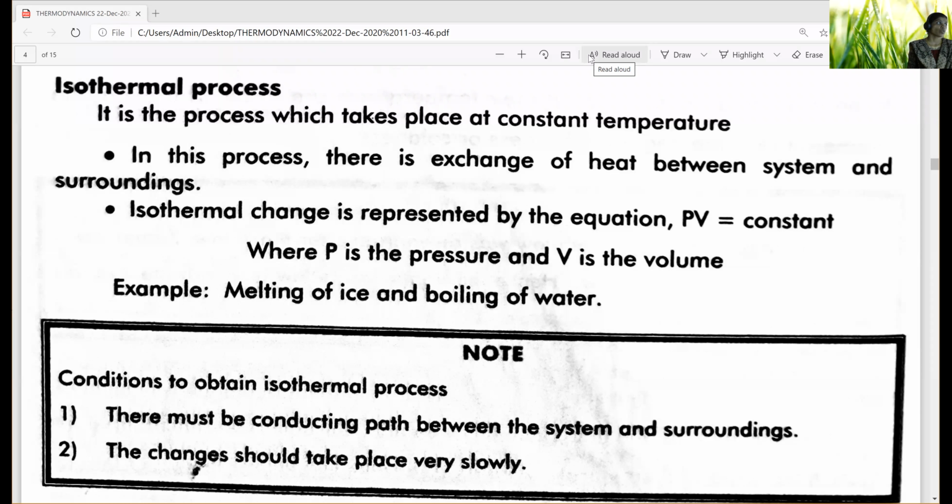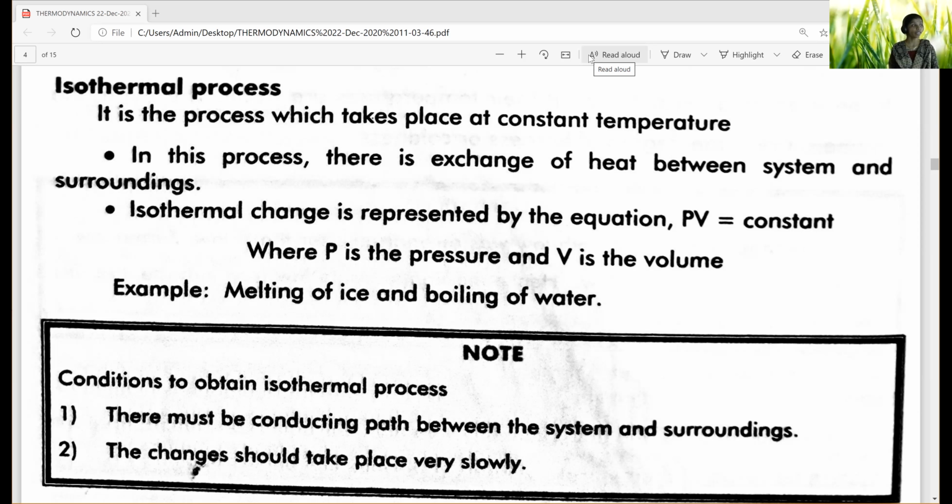So what is the meaning of isothermal process and what are the conditions to obtain isothermal process? We shall see. Here isothermal, iso means same. It is one of the processes which takes place at a constant temperature, called an isothermal process. In isothermal process, there is exchange of heat between system and surrounding. Isothermal change is represented by the mathematical formula PV is equal to constant, where P is pressure and V is volume. Examples for isothermal process: you can quote melting of ice or boiling of water.